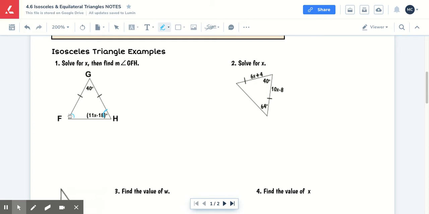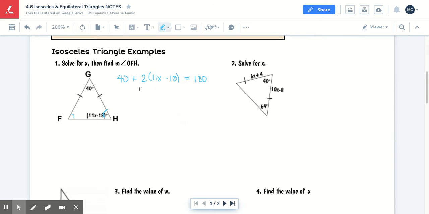Now also, because these two angles are congruent, and I know that the sum of the three angles within a triangle is 180, then I can say that 40 plus 2 times the one that I have an expression for, oops, that's supposed to be 11x minus 18, equals 180.